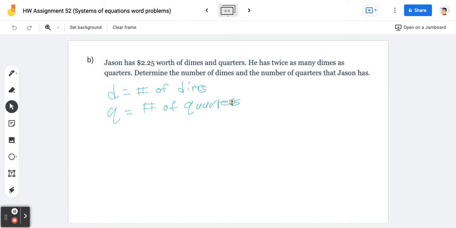Okay. So if D is equal to the number of dimes, let's go ahead and create the equation. So the equation in this case, 1 is going to represent the number of coins. So one equation is going to be the coins.